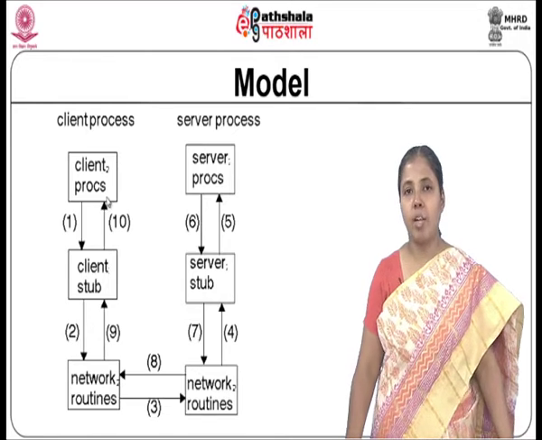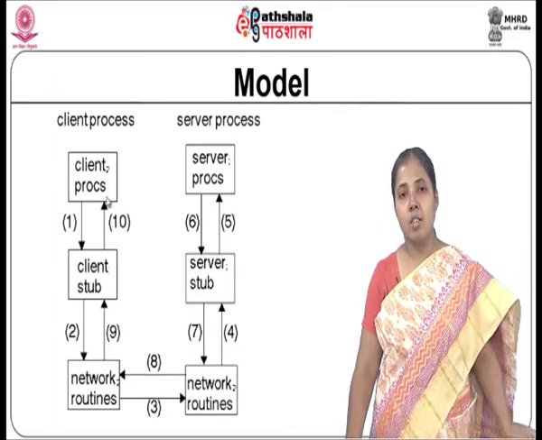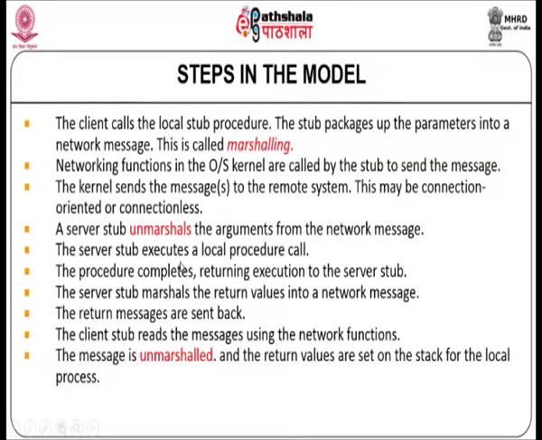So, it is the same RPC model by which the client is making a remote procedure call to the server machine. The steps are given here. The client calls the local stub procedure, and the stub packages the parameters into a network message; this is what is called marshalling. And we saw that there are some networking functions in the OS kernel that would be called by the stub to send the message, and the kernel would send the message to the remote system. This may be either connection oriented or connectionless, and now the server stub would respond to this message that is coming to the server side.